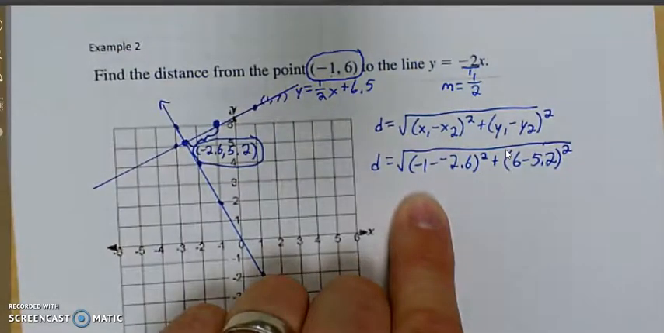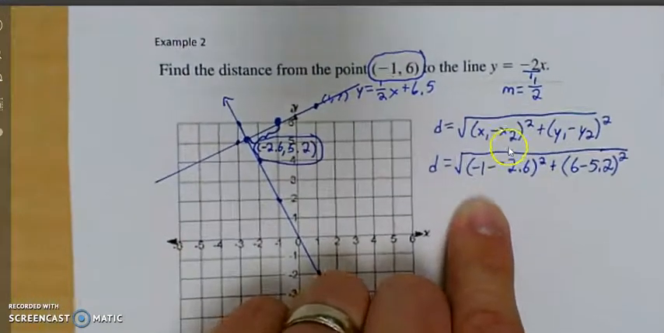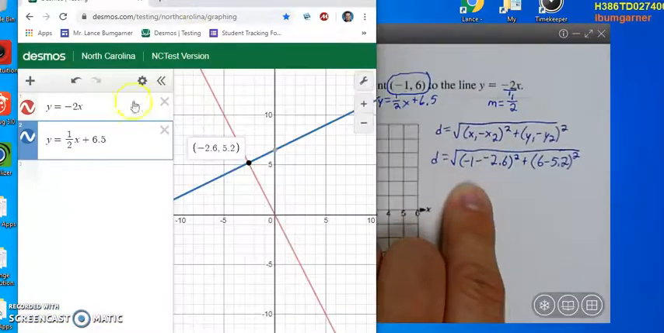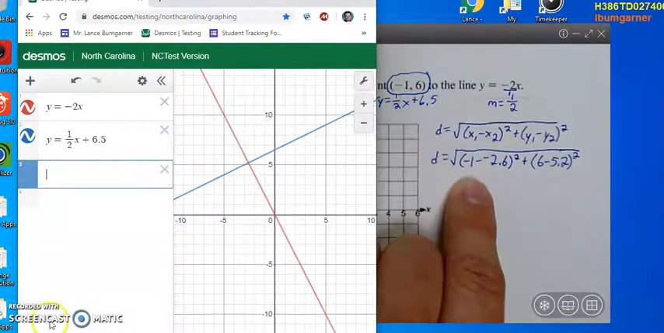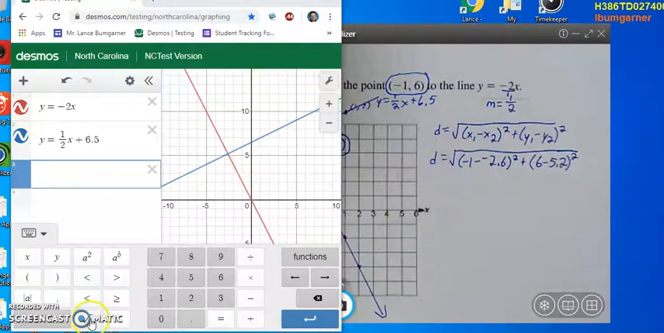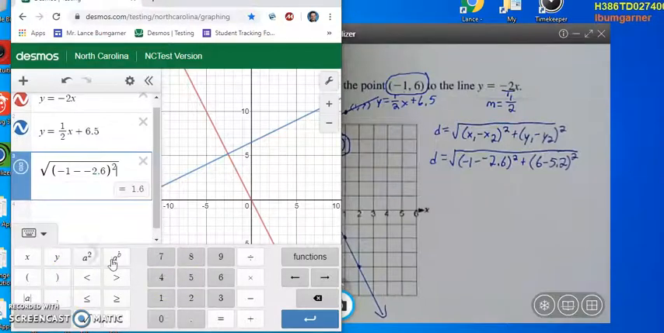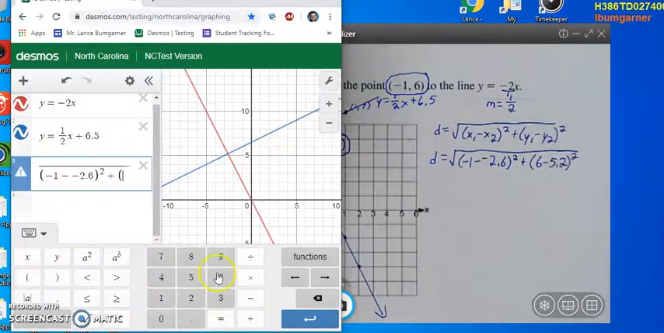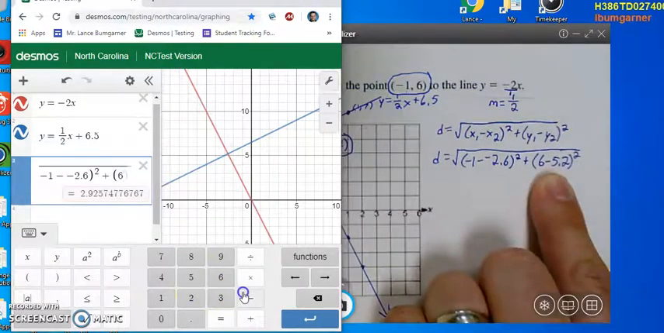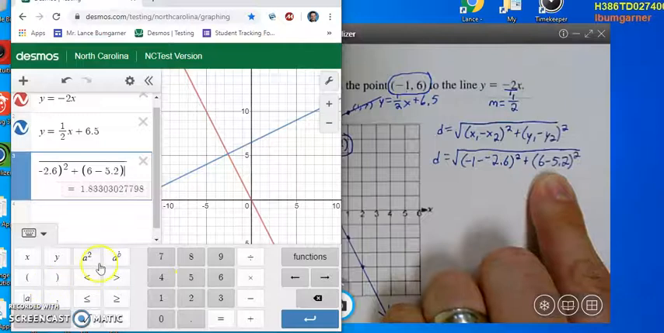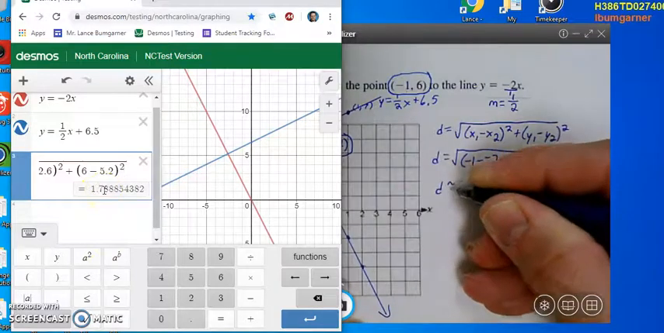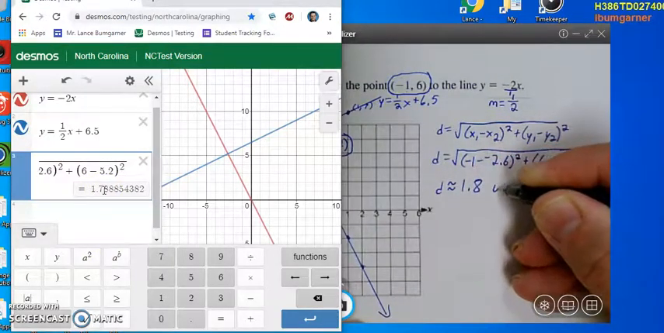Since I'm allowed to round here to the nearest tenth, I'm actually just going to type all that into my calculator at one time. So you're going to see me grab my Desmos again and type in this whole expression. And we'll pause it while I do that. So I'm typing in the square root of parentheses -1 minus -2.6 close parentheses squared plus parentheses 6 minus 5.2 close parentheses squared. Doing that all at once gives me 1.8 to the nearest tenth. Distance from the point to the line is approximately 1.8 units.